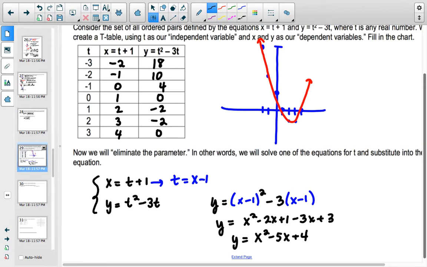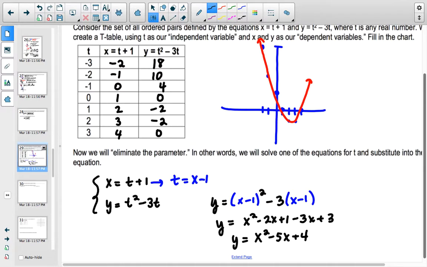Okay, and that's what that parabola is. It's x squared minus 5x plus 4. Right? If you factored that and found the x-intercepts, you would have x-intercepts at 4 and 1, right? And you could find its max and min, right? Negative b over 2a, you could do all that. That's that exact same parabola.